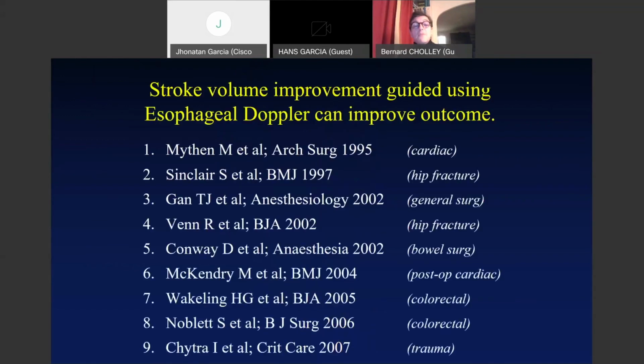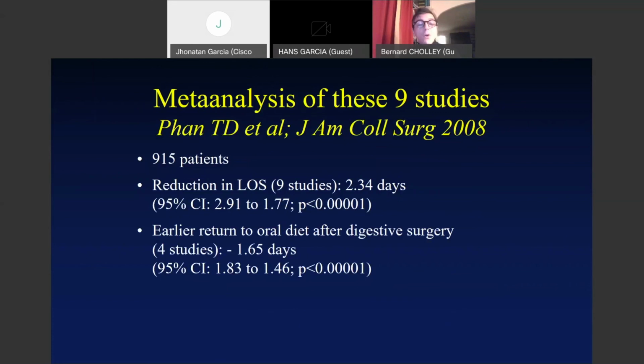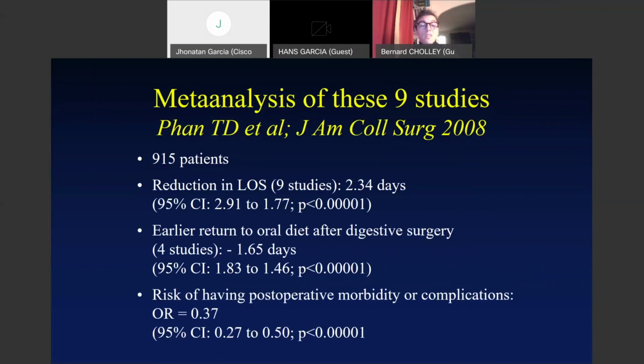Studies that have tested this strategy as opposed to the fluid administration without any special monitoring are many in the literature. They have been meta-analyzed, and this is quite a long time ago now. And in this meta-analysis, there was already a reduction in the hospital length of stay in this study, very significant. There was an earlier return to oral diet after digestive surgery, and there was a risk of having postoperative morbidity or complications that was strikingly reduced.